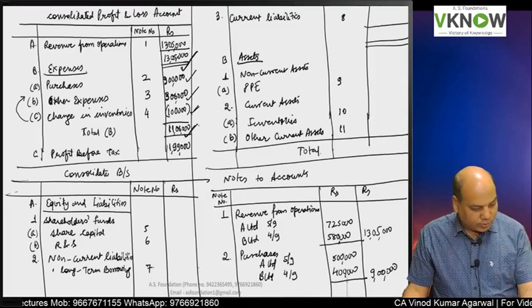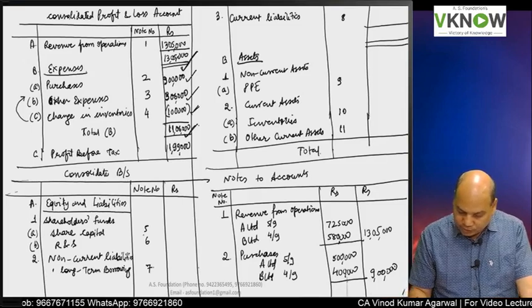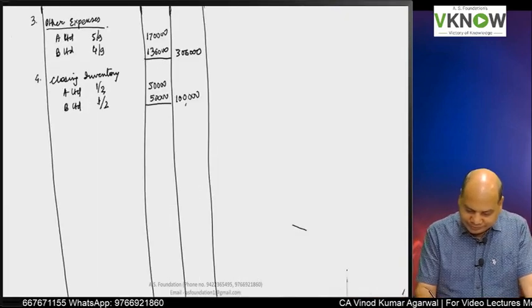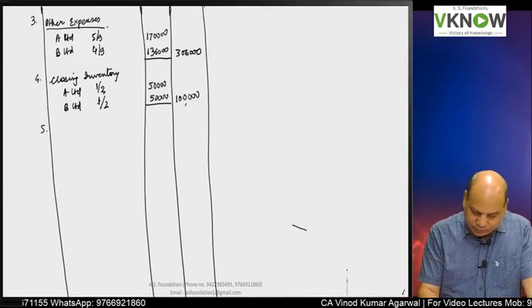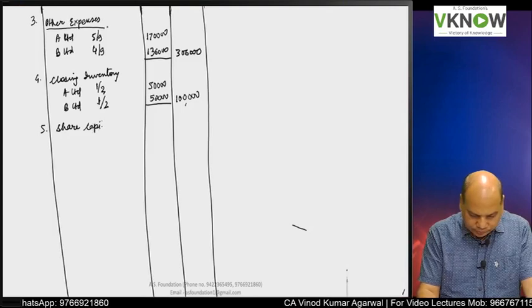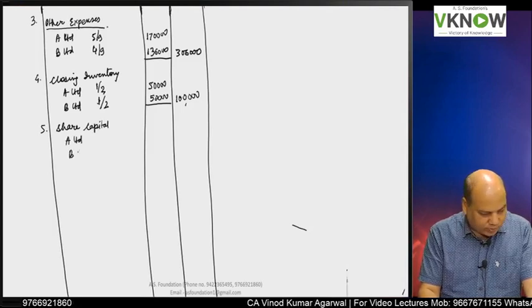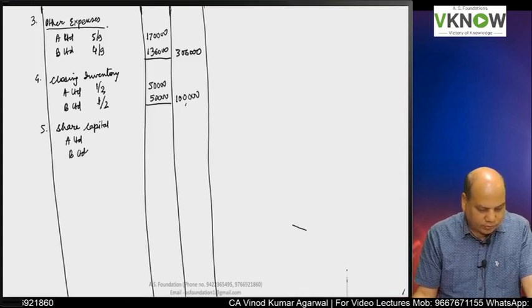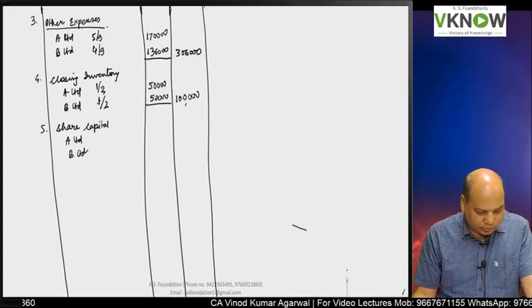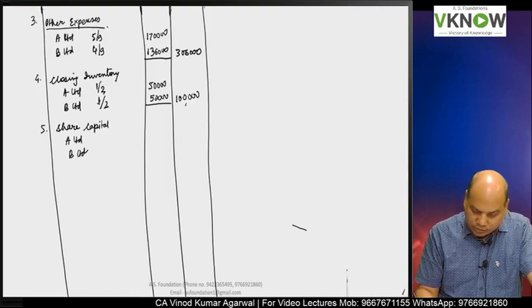Now we'll come to next point, is your note number 5, share capital. Note number 5, share capital. A limited, B limited. How much share capital A has contributed?